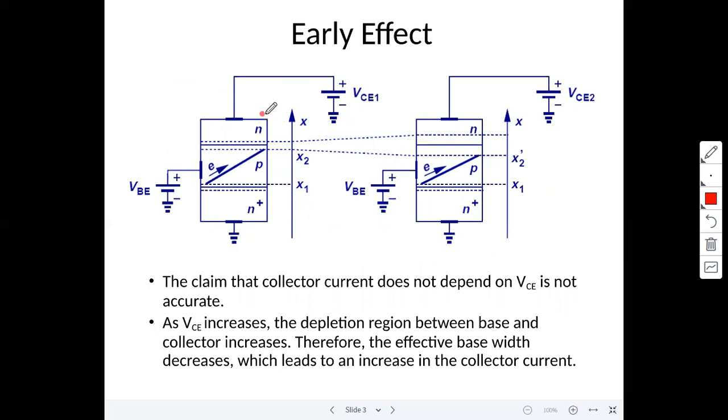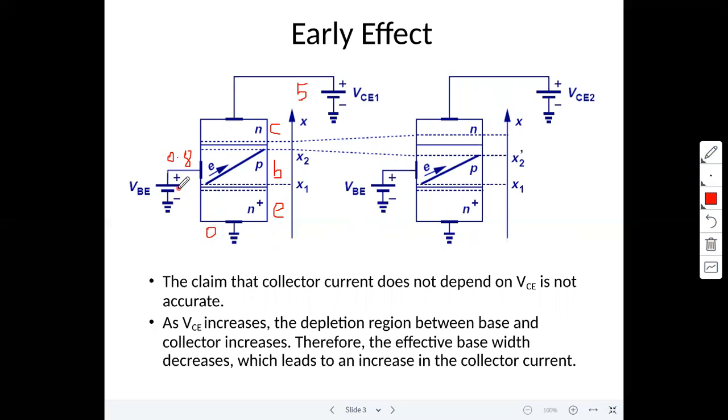Okay, this is the BJT, bipolar junction transistor, in active mode configuration. This is the emitter, this is the base, and this is the collector. Now, we already know some example values. Suppose this is 0.8, this is 5 volts, and this one is 0.